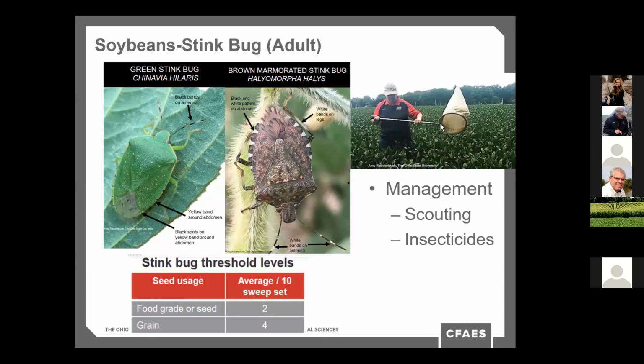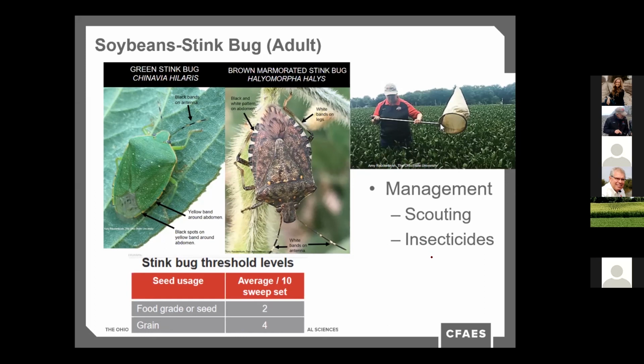The other organism that can do the same type of injury is stink bugs that we've seen more prevalent in the state. Here's a couple of the major ones that we see out there in the field. In fact, there's a good guide that I should have put a link to here that helps differentiate all of the stink bugs that we have here in the state. Regardless, really we use here not the feeding level, but a sweep net. And depending on whether we're working with food grade type of soybeans or tofu uses, we have a lower tolerance of only 2 of the stink bugs per sweep, or 10 sweeps that we're using as a threshold, versus standard grain, a little more tolerant and up to 4 per 10 sweep sets.